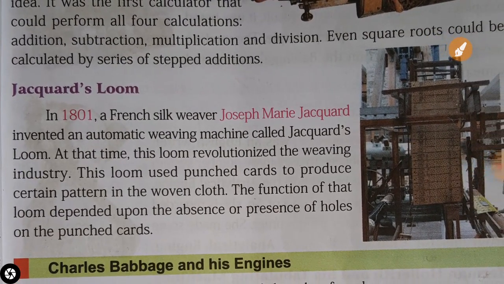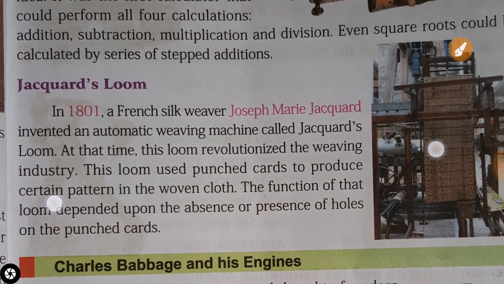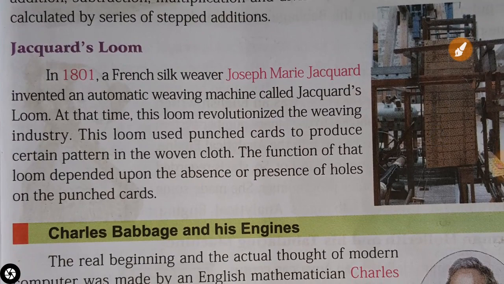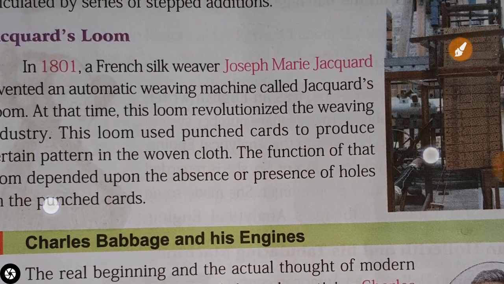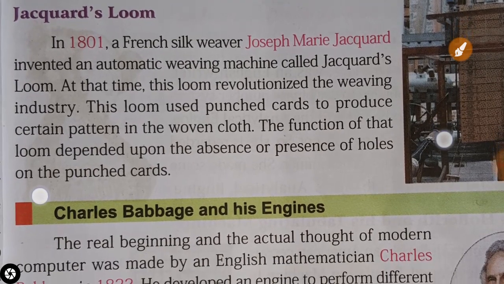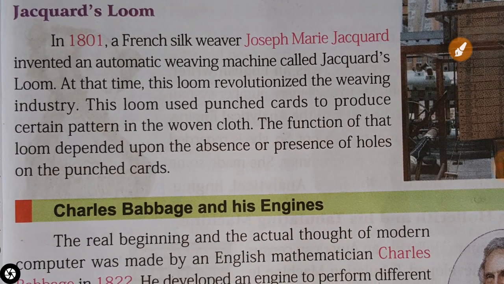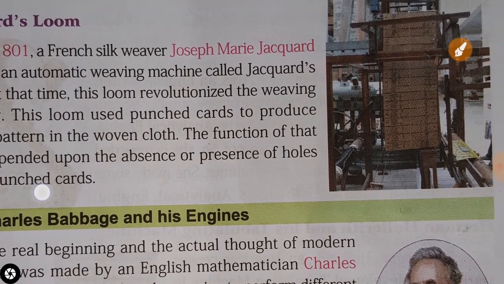In 1801, a French silk weaver Joseph Marie Jacquard invented an automatic weaving machine called Jacquard's loom. At the time, this loom revolutionized the weaving industry. This loom used punch cards to produce certain pattern in the woven cloth. The function of that loom depended upon the absence or presence of holes on the punch cards.